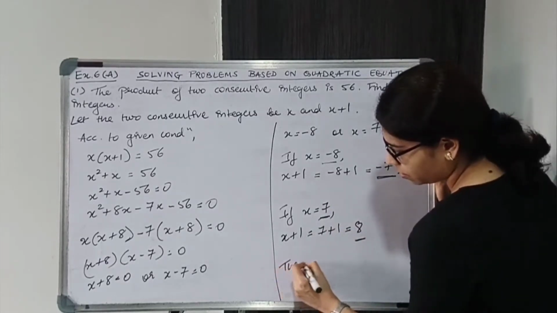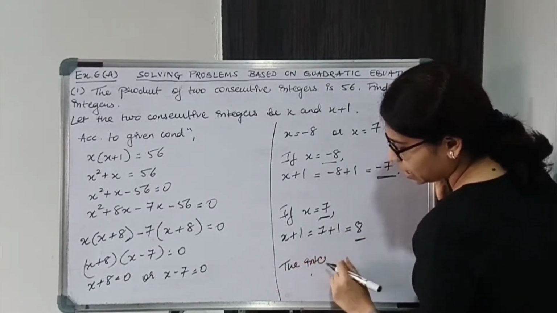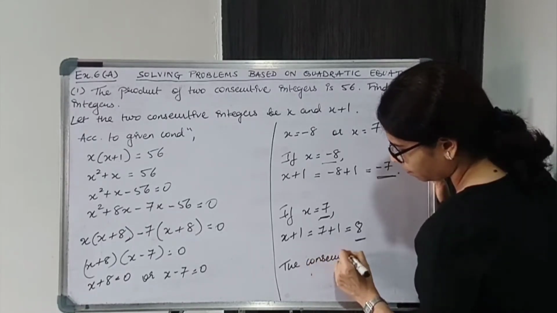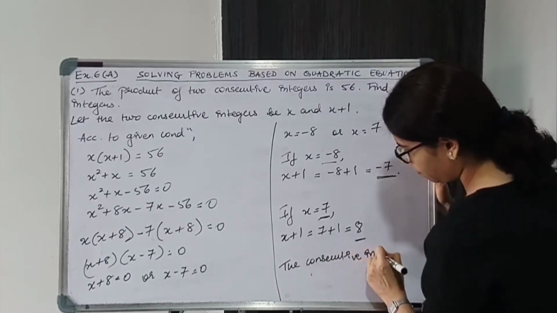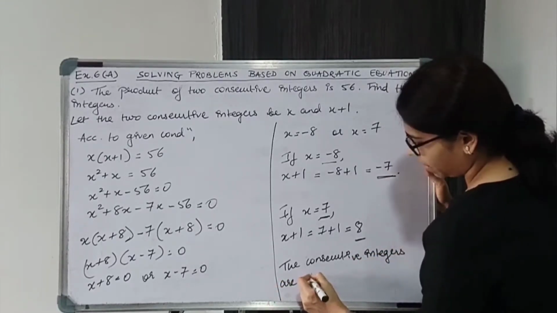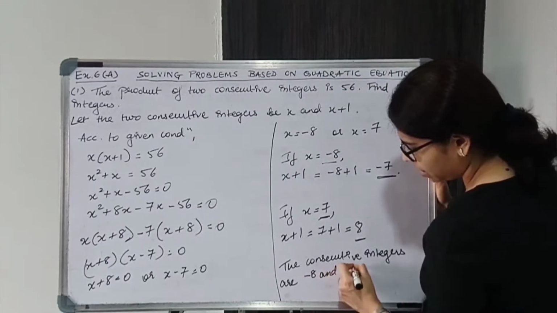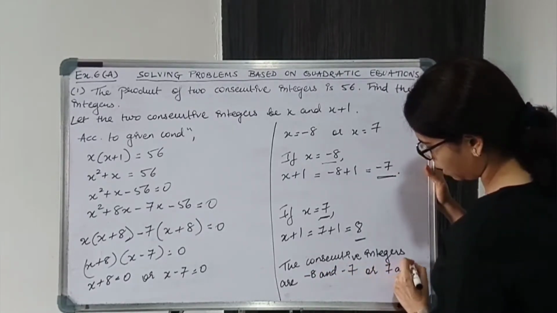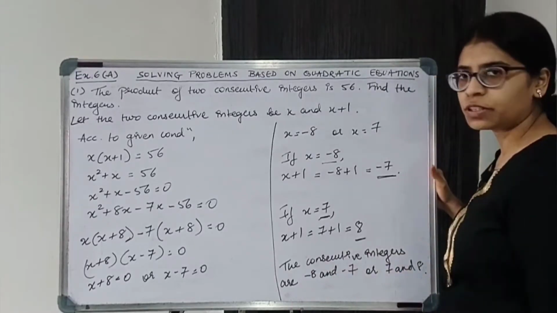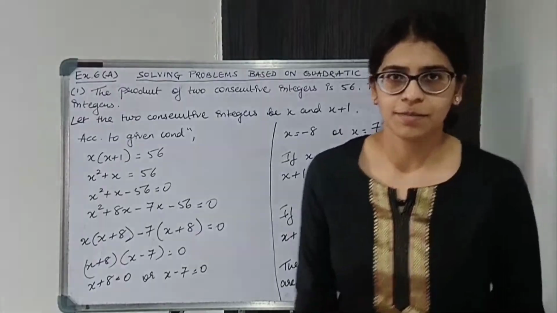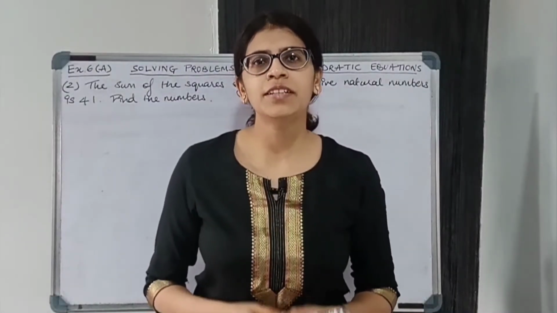So the consecutive integers are minus 8 and minus 7, or 7 and 8. Okay, so there are two possibilities. Always write down the final statement. All right, let's read the next question.